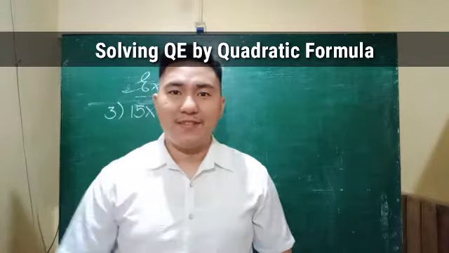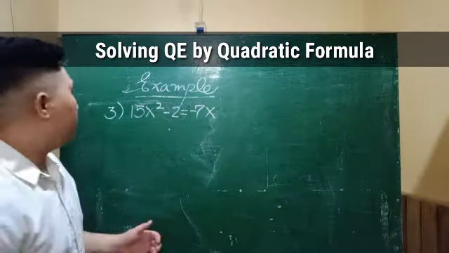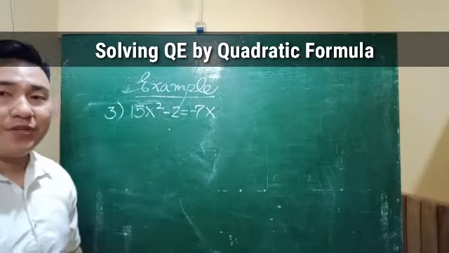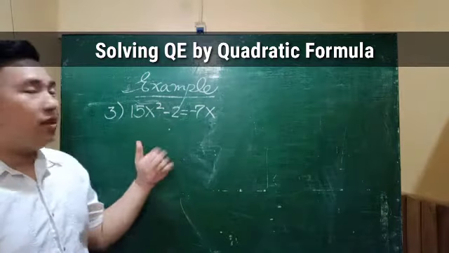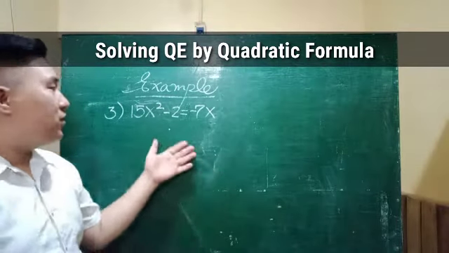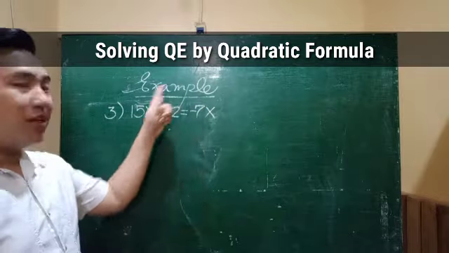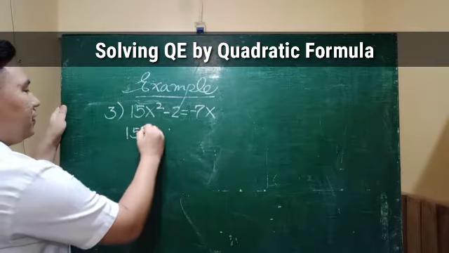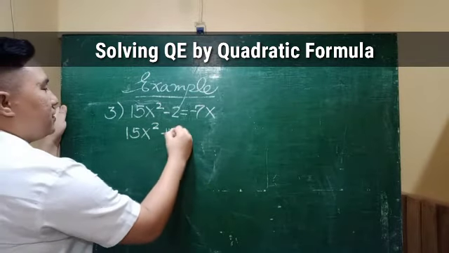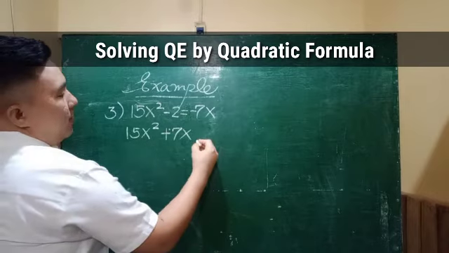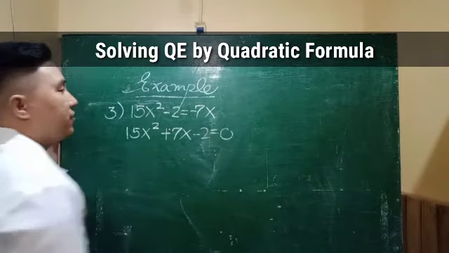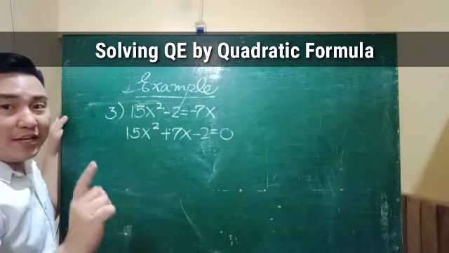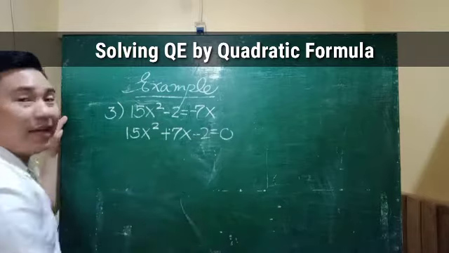Example number 3. Last example. Start. So, number 3, 15x squared minus 2 equals negative 7x. First step, tingnan muna natin kung standard form na ba siya. Hindi siya standard form, di ba? So, itong negative 7x, ilipat natin sa kabila at ilagay natin sa gitna. So, magiging 15x squared plus 7x minus 2 equals 0. So, yung negative 7x, nilipat natin sa kabila at nilagay natin sa gitna. Kasi ang arrangement, quadratic, linear, constant.